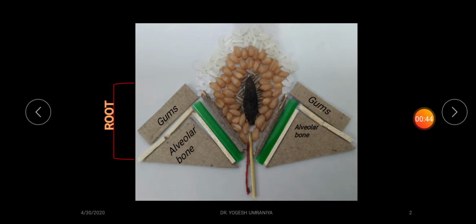Next portion that is lying above this root, this much area, that portion of the tooth is referred to as the crown of the tooth, that is lying above the gums. The third point that is lying at the junction of this root with the crown is referred to as the neck of the tooth.